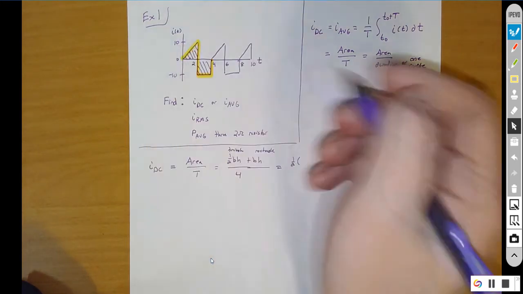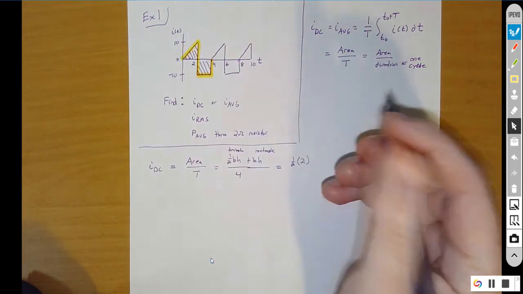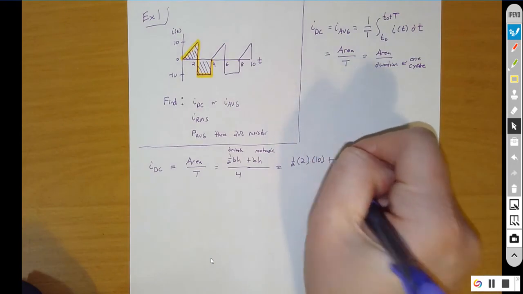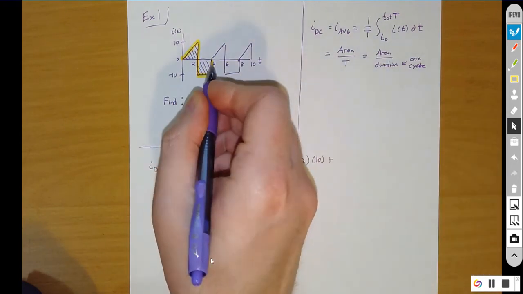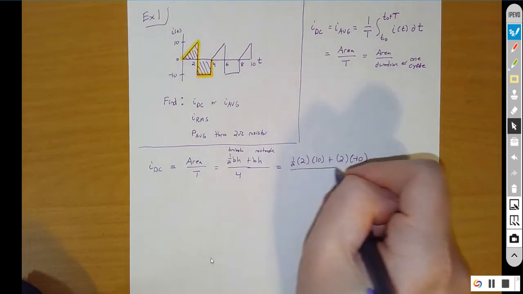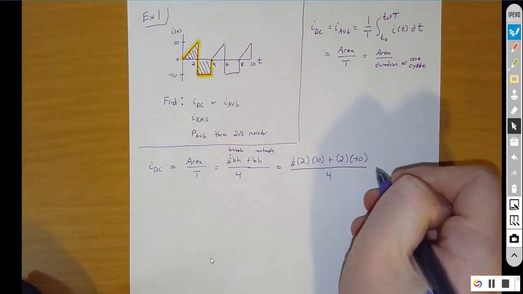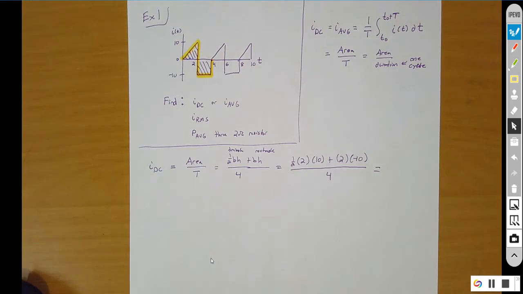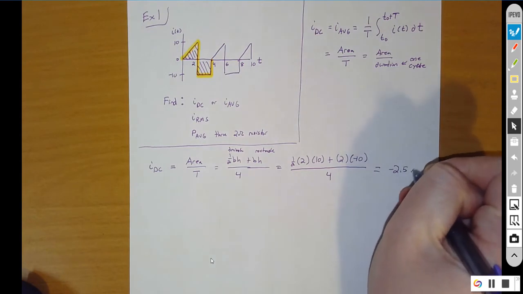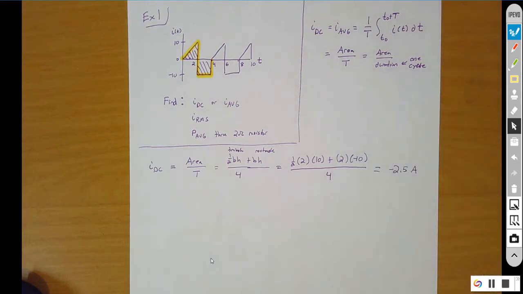1/2 our base, that's how long it is, it's 2 seconds long. Our height is 10. For the rectangle, the base is 2 seconds from 2 to 4. And the height is -10. Sorry about the freeze there. And we're going to divide all that by 4. You plug that into the calculator, and you should find that you get -2.5 amps.